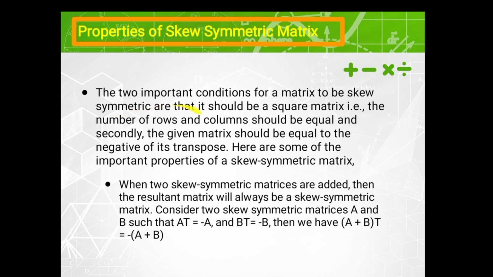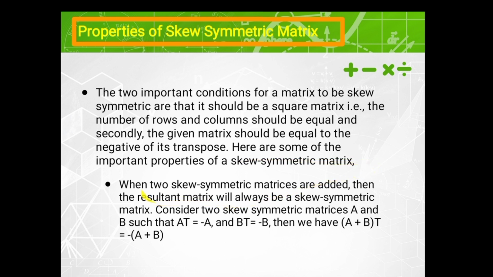The two important conditions for a matrix to be skew symmetric are that it should be a square matrix, such that the number of rows and number of columns are equal. It means that it should be a square matrix. Secondly, the given matrix should be equal to the negative of its transpose.